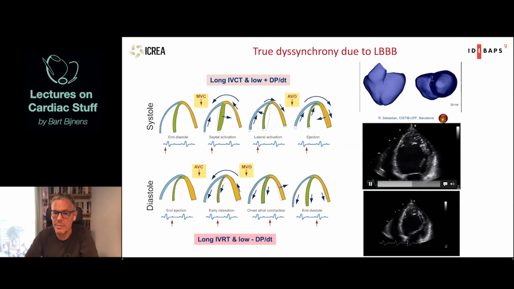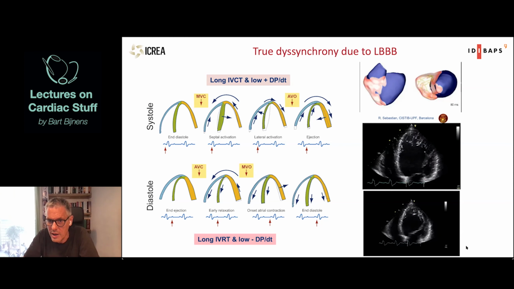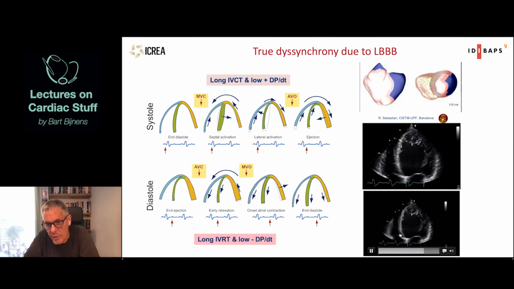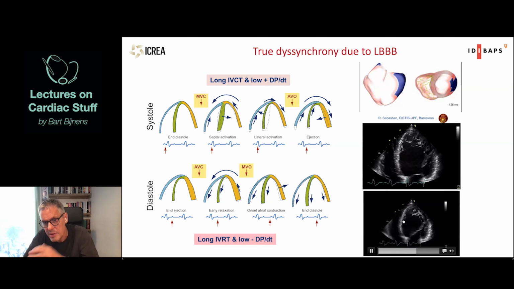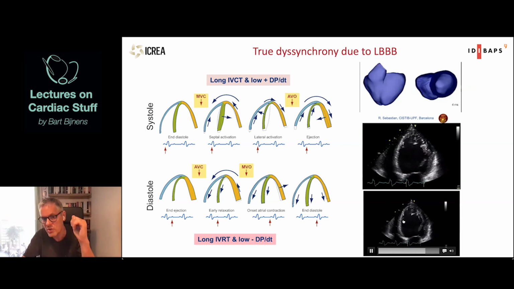Here you see a very typical example, either at normal speed or here slowed down. You can nicely see it here. You see the early inward, and here the inward-outward motion of the septum. And then later on, when the lateral wall is contracting, you see that the septum is being pushed out and is actually being stretched.